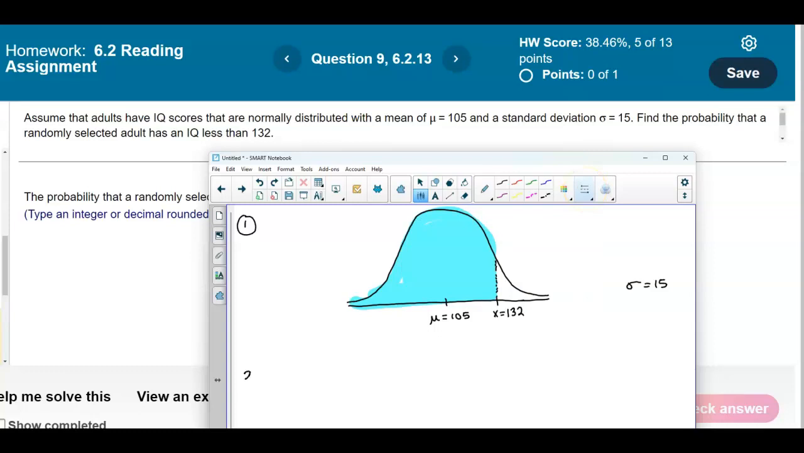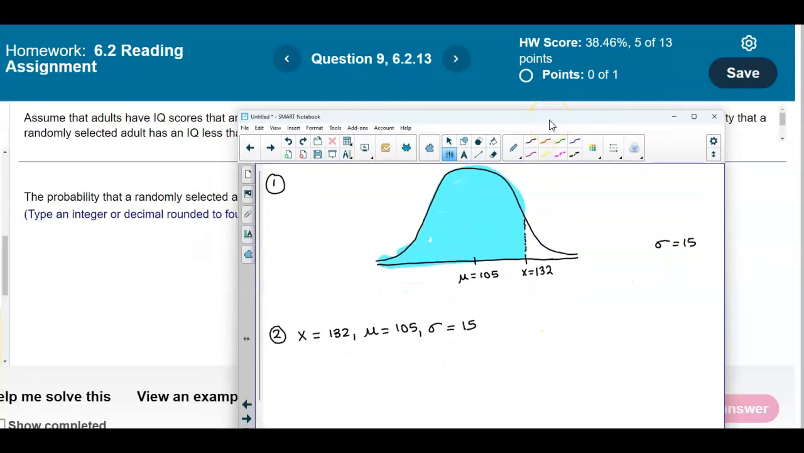So in step 2, what we need to do is convert this to a z-score. In order to do that, we're going to write down our given information. We know that x is equal to 132. We know that the mean is equal to 105. And we know that the standard deviation is given to be 15.